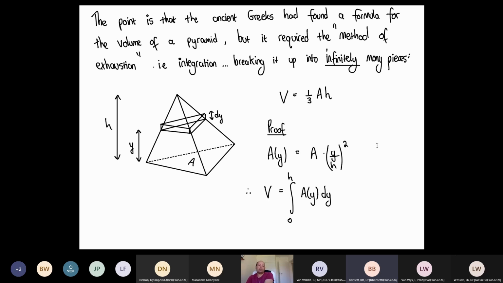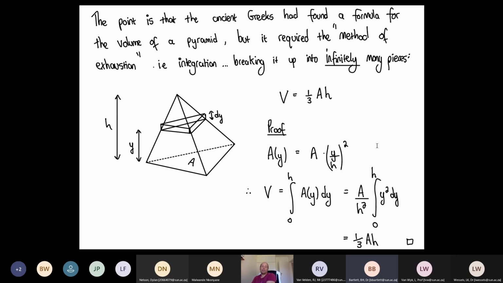So the volume of the pyramid is then the integral from 0 to h of the area of each slice times the height of the slice, dy. And we can just calculate that integral. We have to integrate y squared from 0 to h. So that gives me y to the 3 over 3 between 0 and h. So that gives me h cubed over 3 for the integral. So I get a third Ah as the answer.